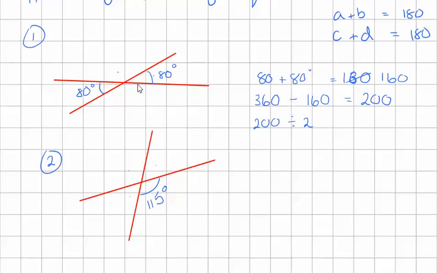Both of those are also opposite, equal angles, so they're the same. That's why I'm allowed to divide by 2. So that makes 100, and you get 100 on each side. You can check it by going 100 plus 100 is 200, 80 plus 80 is 160.